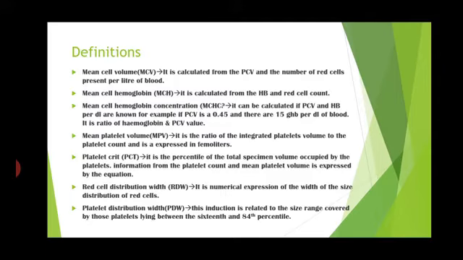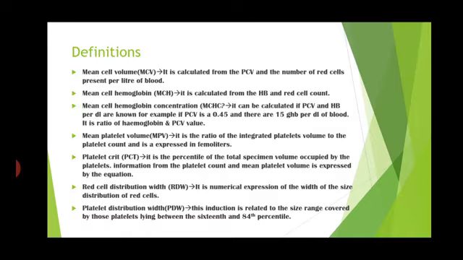So first we will see the definitions which come from the fourth chapter. The first one is the MCV, that is the mean cell volume. It is calculated from the PCV and the number of red cells present per liter of blood. Mean cell hemoglobin, MCH, is calculated from the HB and red cell count.